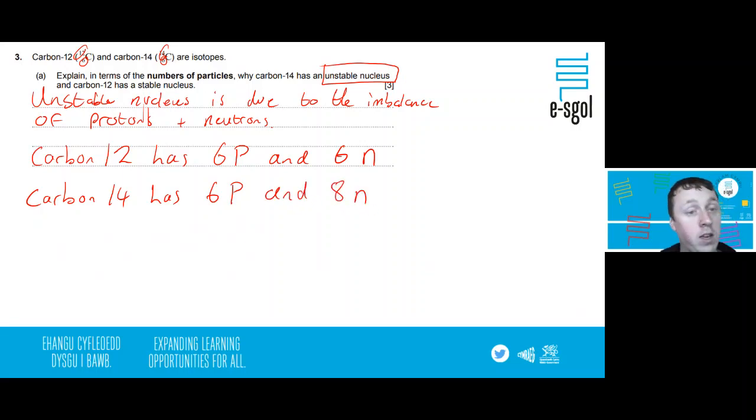So as we think about how we answer this question, we've got an unstable nucleus is due to the imbalance of protons and neutrons. The carbon-12 has 6 and 6. So you could finish your sentence by stating that that means it's stable as there's a balance. Carbon-14 has 6 protons and 8 neutrons. So clearly an imbalance.